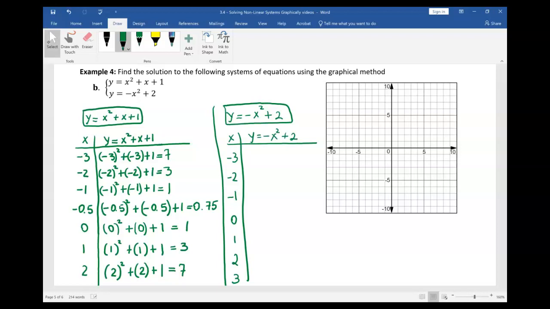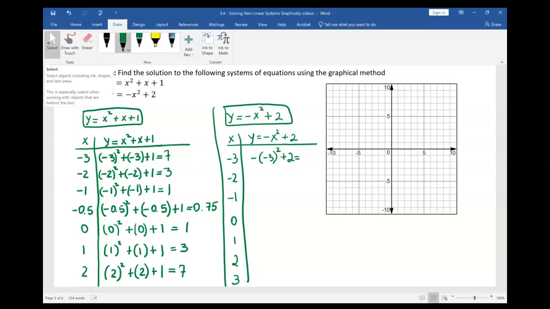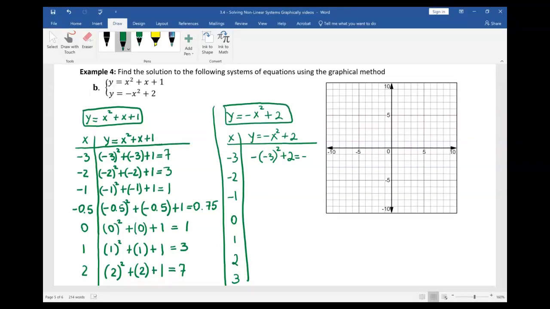So let's replace x with -3 in the equation for y. We get negative, because the equation starts with negative, and then it says x squared. So we replace x with -3, close parenthesis, squared, plus 2. Inside the parentheses, we have -3. -3 squared is 9, but we have a negative outside, so it's -9 plus 2. The answer is -7. And we'll keep doing the same thing for all the other values.